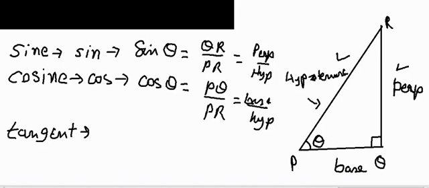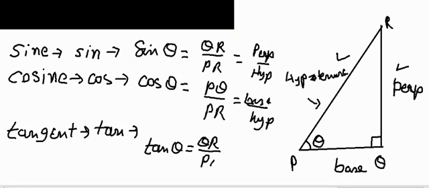T-A-N-G-E-N-T, tangent, and in short for calculation we write it tan. So if we have to find tan theta, this is a ratio between perpendicular and base. Perpendicular here is QR, and base is PQ. So this is basically perpendicular by base.